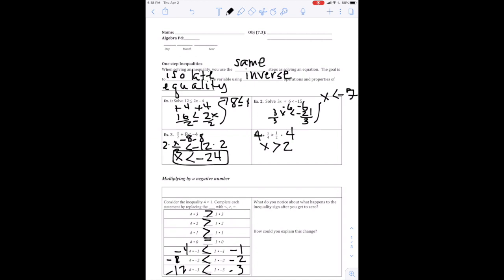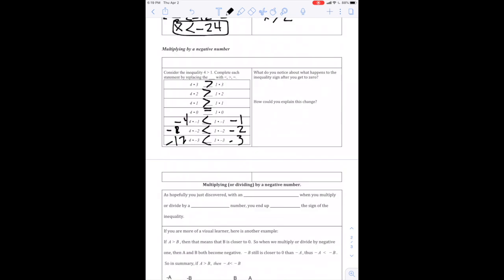Now let's look at these questions. What do you notice about what happens in the inequality sign after you get to 0? So if you would just type in your answer there, I'll be able to look at it after you submit. Can you explain that change in your own words? Okay, take a minute to do that, and then I will move on to the next page.